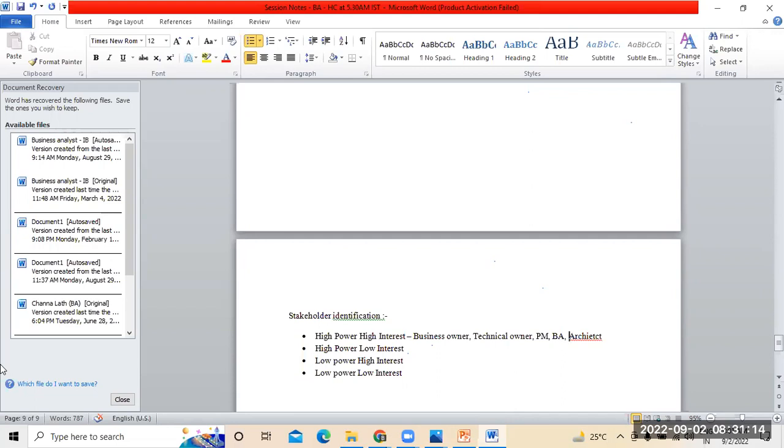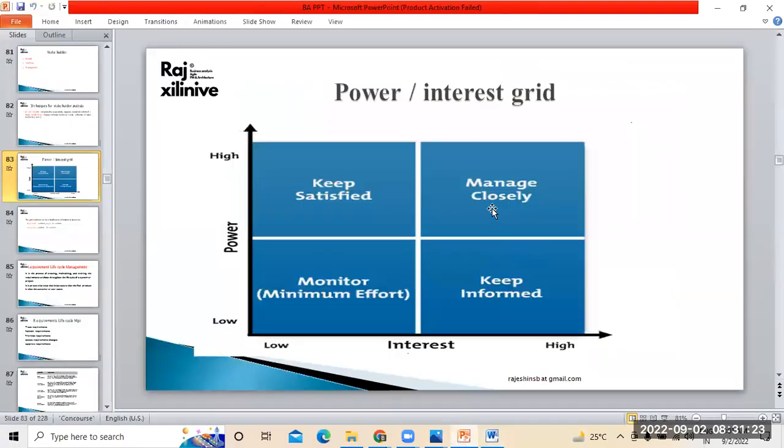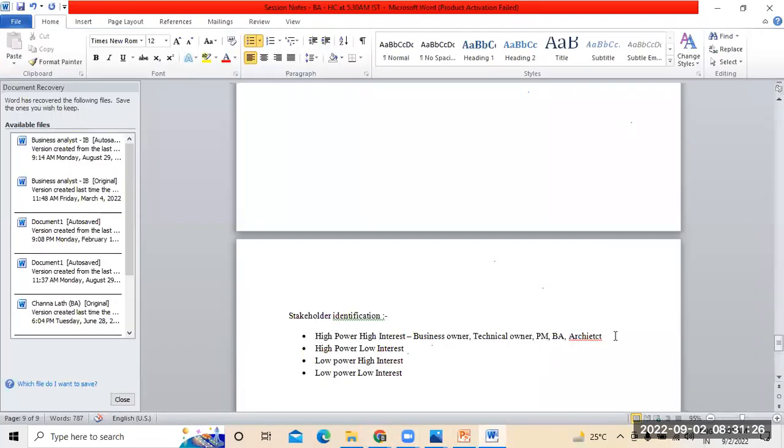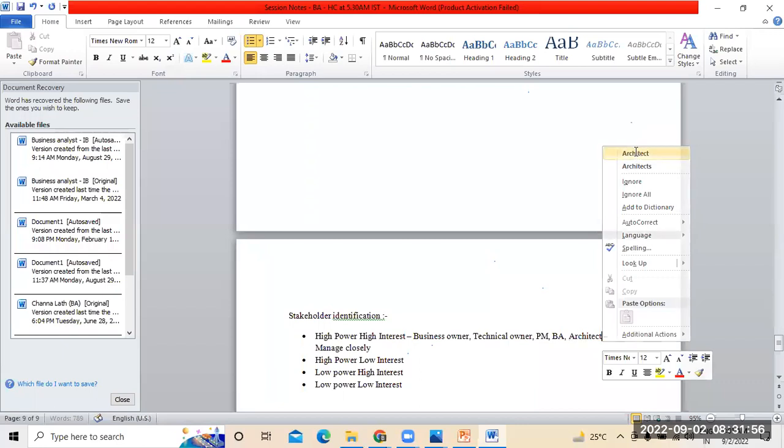Now, whoever is having high power and high interest, these people we have to manage closely. So throughout the project, their involvement will be there, and it becomes mandatory, because in each and every stage of project development, normally these people's involvement will be there. This is what we generally call high power, high interested people.